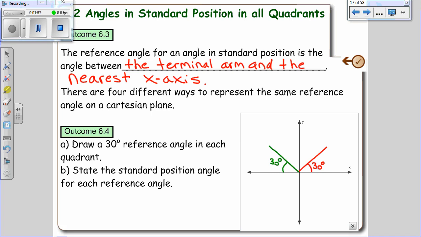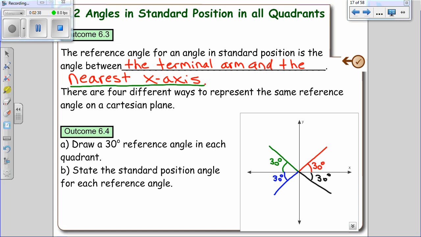It's probably pretty obvious that I could do two more of these. I just go down. Good question. That comes from the definition, which says that you have to go to the nearest x-axis. So if I was down here on this blue line, and I wanted to make an angle, the closest x-axis would be this guy, not all the way over here.